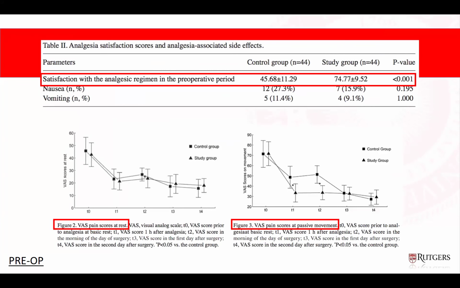The top table here shows that the satisfaction with the pain regimen in the block group was significantly increased compared to the pain group. And that is also shown down on the tables below. The figure 2 on the bottom left shows VAS pain scores at rest. They're very similar throughout, other than on the morning day of surgery, which is that time T2 point. And then T1 and T2 on the bottom right shows the VAS pain scores at passive movement. That's 1 hour after analgesia, and T1 and T2 is the VAS scores on the morning of the surgery.